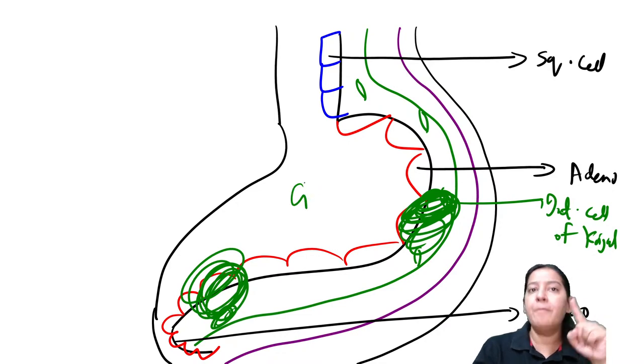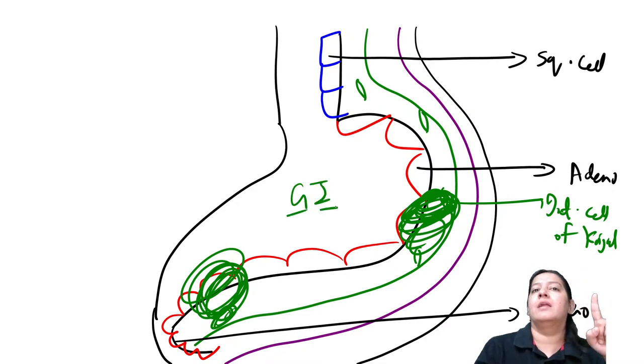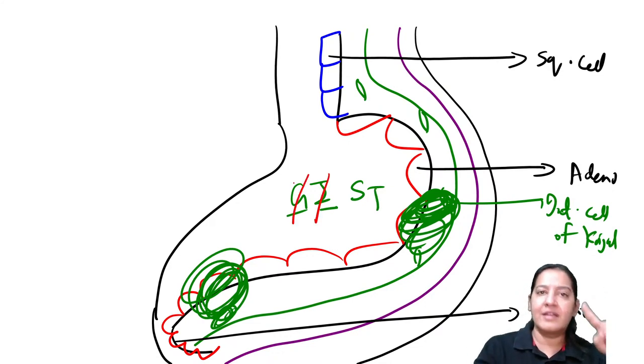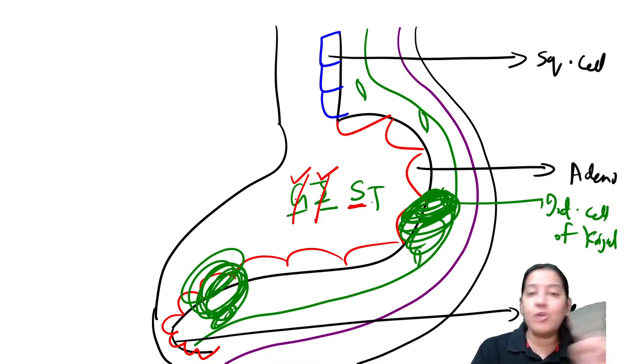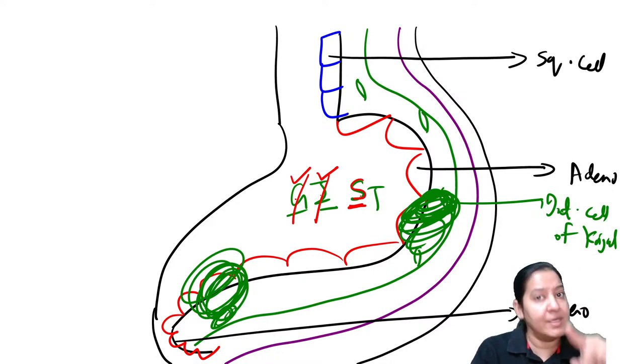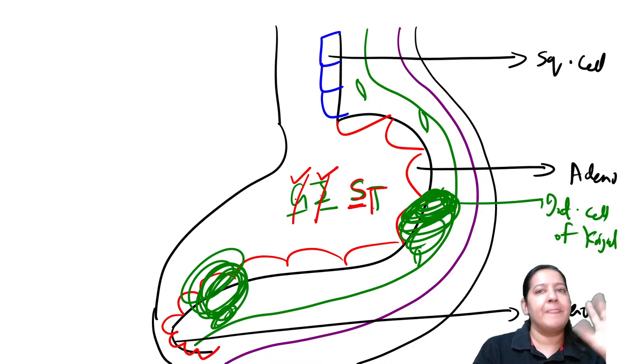Now say the full form: gastrointestinal stromal tumor. Now you can understand it. Gastrointestinal: it can occur in the stomach, and it can occur in the intestine also. Stromal: it is not arising from mucosa, it is arising from stroma. Stroma means submucosa. It is a stromal tumor.